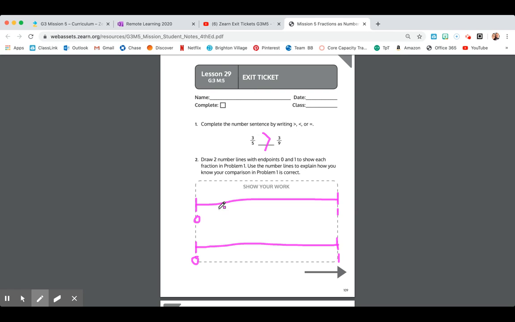So I'm going to start here with my 3/5, and I'm going to split this into fifths by drawing 4 lines because we're talking about these pieces in between. And I'm actually just going to make it real thick up to 3/5, because this right here is 3/5.